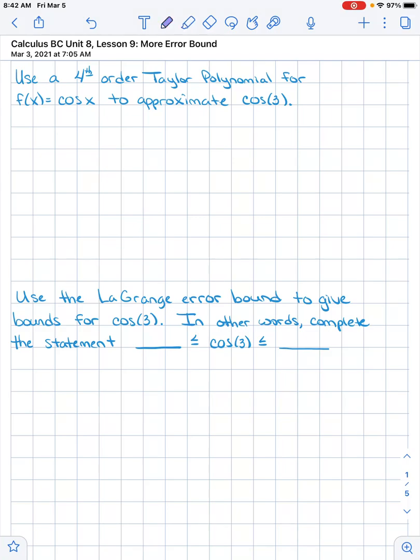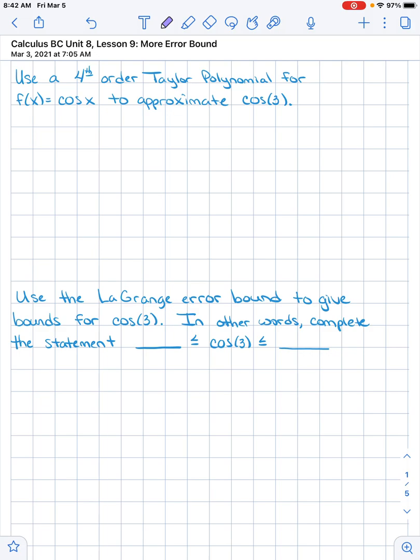All right, in this video we're going to practice a little more with that Lagrange error bound and finding the value of m. So we're going to start with this problem. We're going to find a fourth order Taylor polynomial for cosine x, and we're going to use that to approximate the cosine of 3. I'm going to have you do that on your own, and we'll come back and do the Lagrange error bound together.